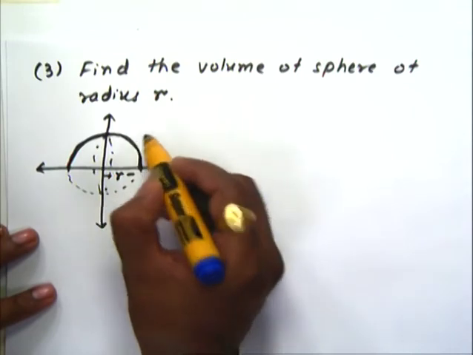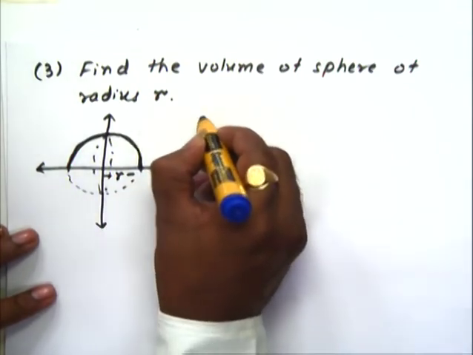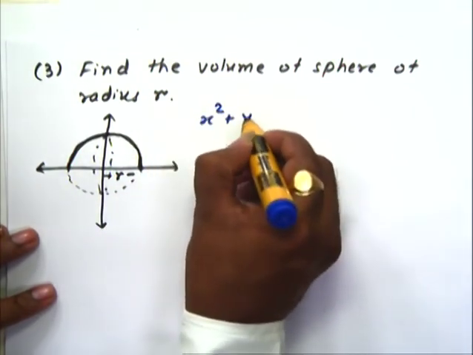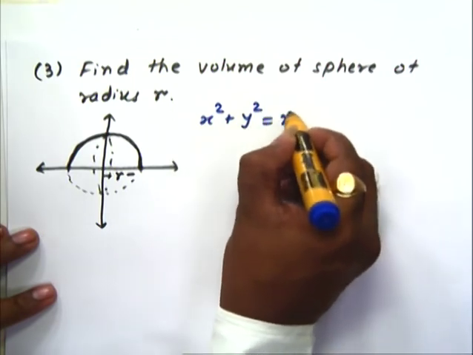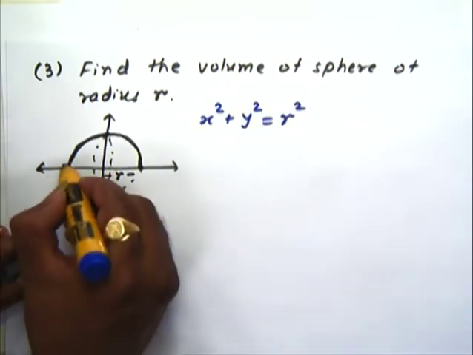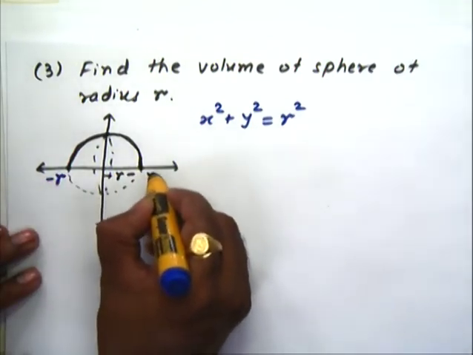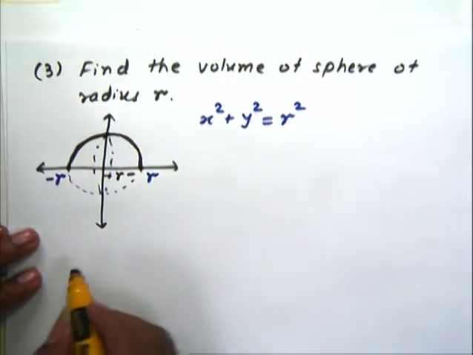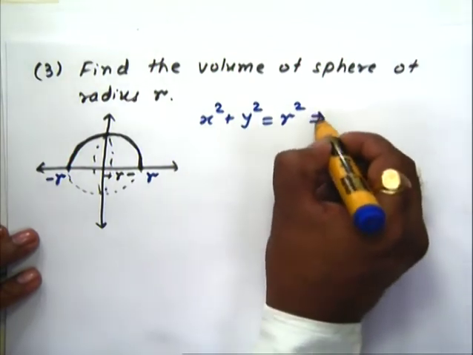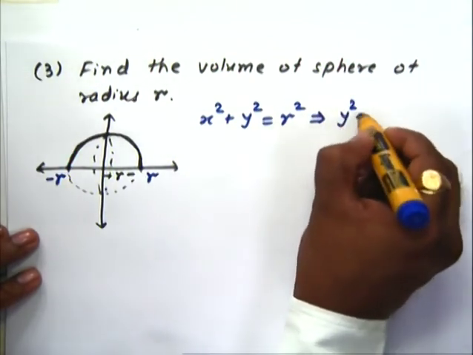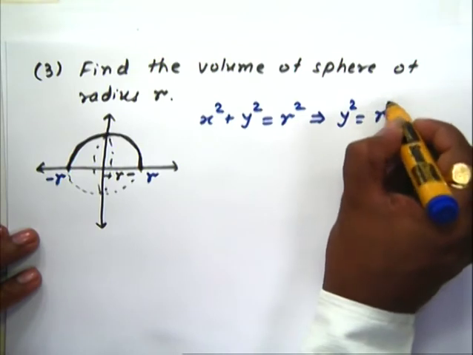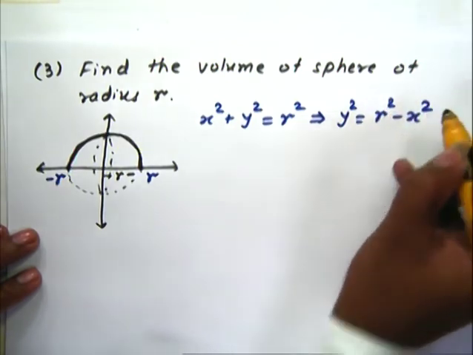Now what is the equation of this circle? Equation of this circle is x square plus y square equal to r square. This point is x equal to minus r, this point is x equal to plus r. Okay, now from this, y square equal to r square minus x square.